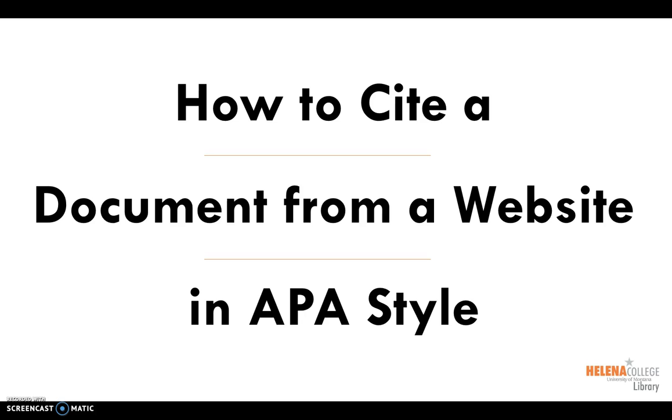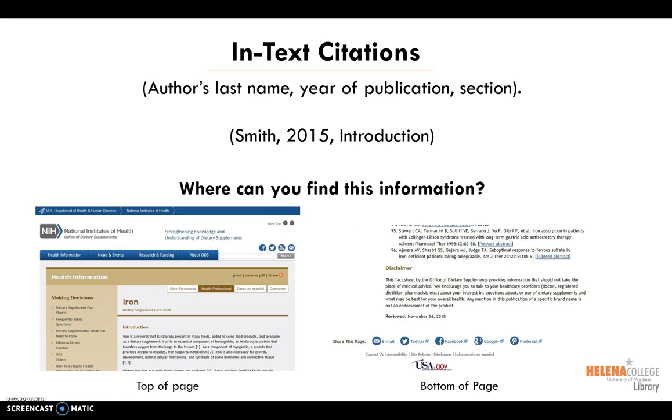This video will show you how to cite a web page or a document from a website in APA style. When you include information from an outside source in your paper, you must first add an in-text citation to describe the source in the body of your paper. The in-text citation for a website includes three pieces of information: the author's last name, the year of publication, and the title of the section where the information was found. You can find most of this information at the beginning or very end of the web page.